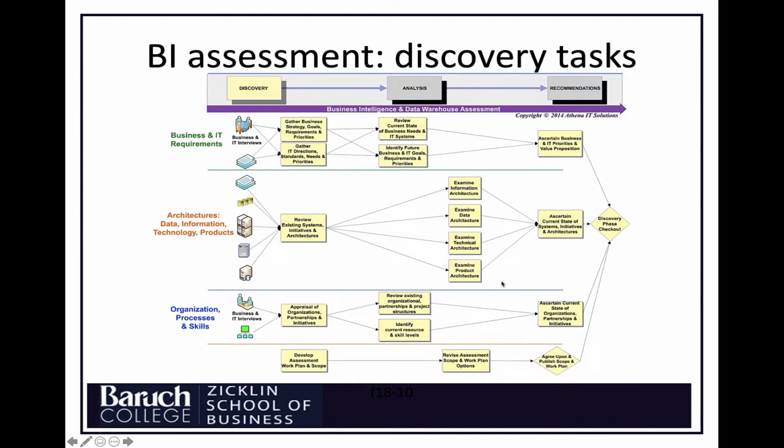And finally, with regard to organization, we do an appraisal of the initiatives, the strategy, the vision. We look at the resources that are available, and we look at the skills that are available. And basically, we put together an assessment of the current state of the organization. As a result of this, we have a document, basically some sort of analysis of the current state.